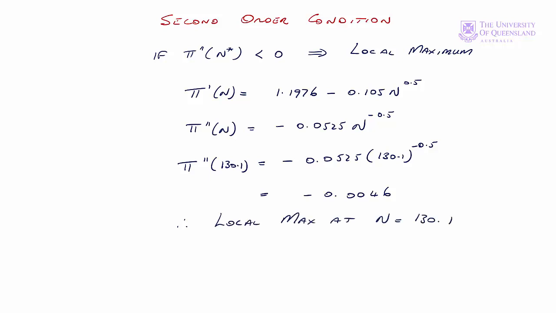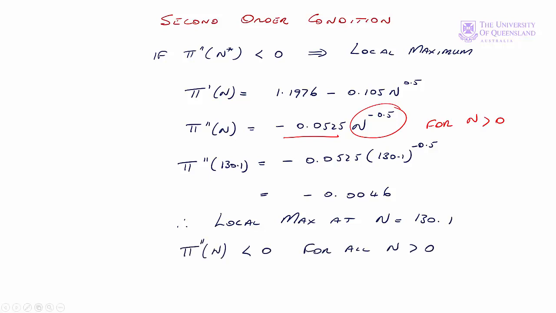Can we say more than it's just a local maximum? Let's look at our second derivative. N to the minus a half will always be positive for n greater than 0. Of course, it's undefined at n equals 0. The coefficient is always negative, so the second derivative is always negative. If the second derivative is negative, we have a concave function, and that implies that profit at n equals 130.1 is a global maximum.